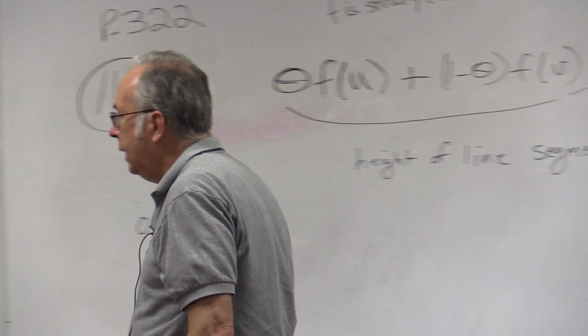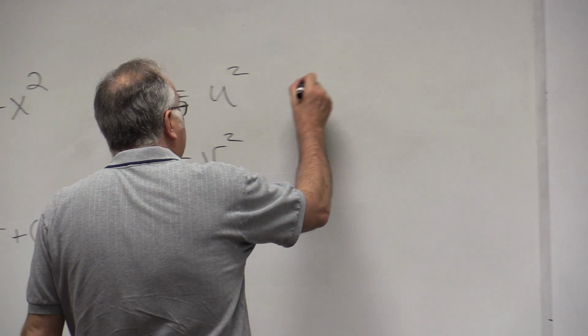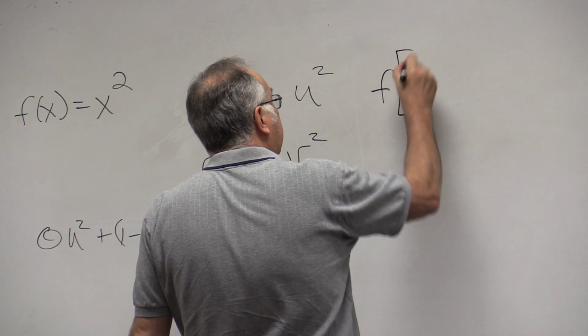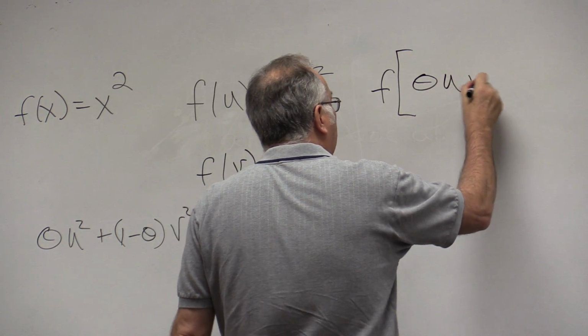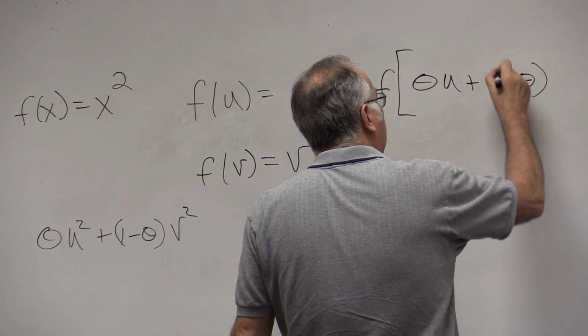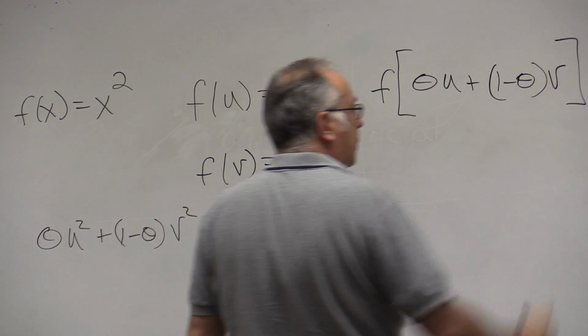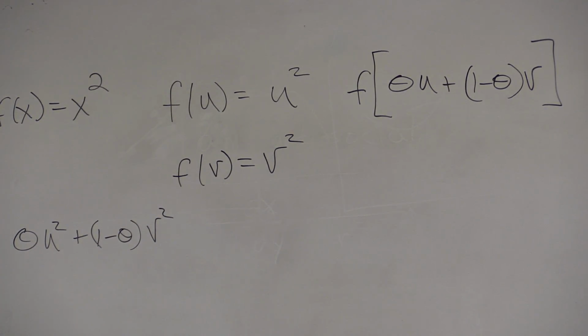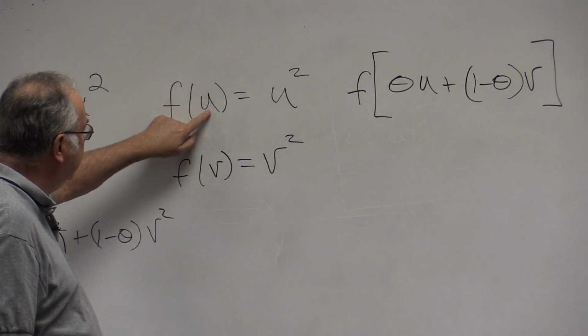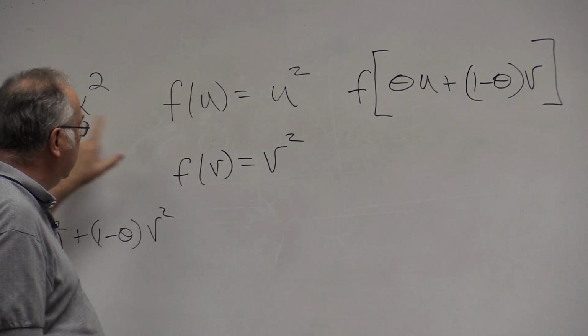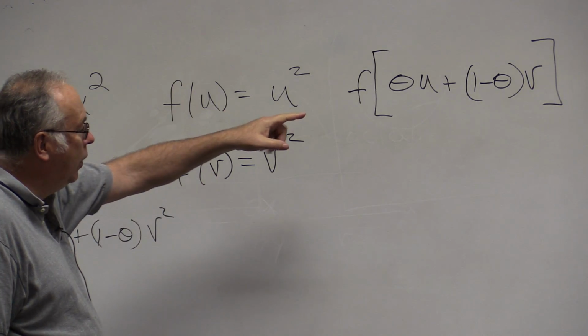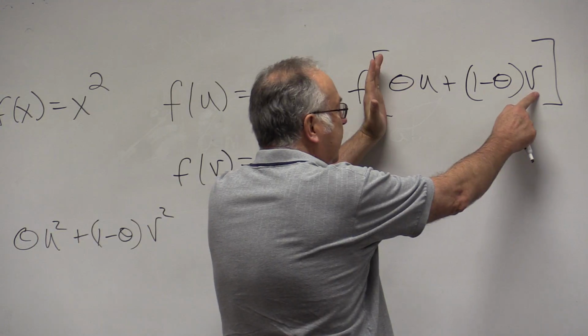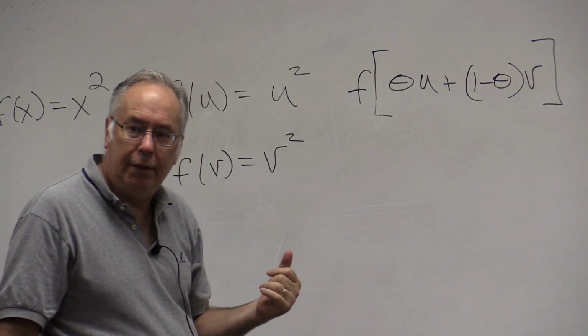So what is f evaluated at theta u plus 1 minus theta v? This one's a little trickier. Well, before, when you got f of u, you just said, here's the value for x, so I square it. If it's v, then I square that. So what is the value of x now? It's this. So you just square that whole thing.